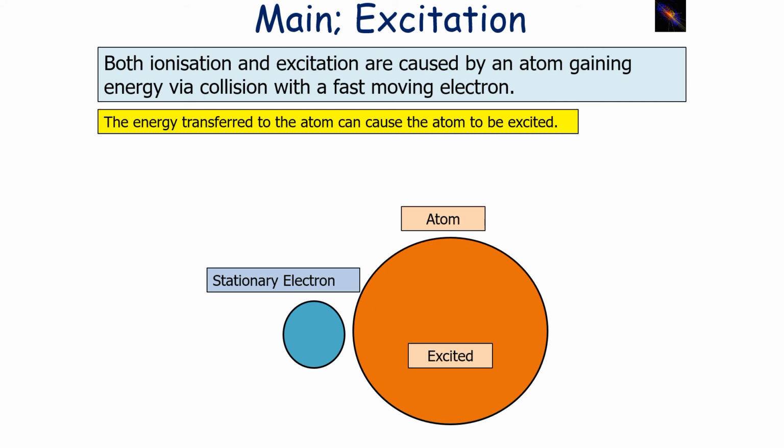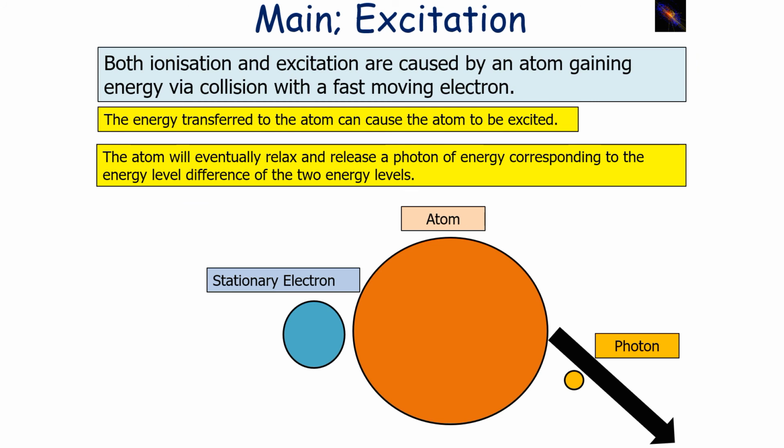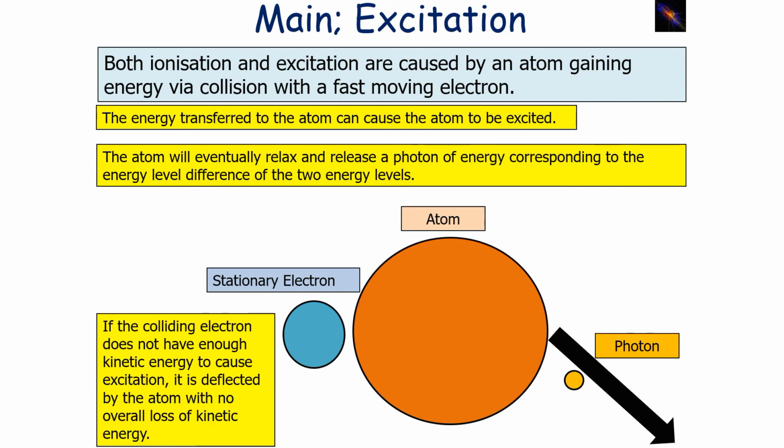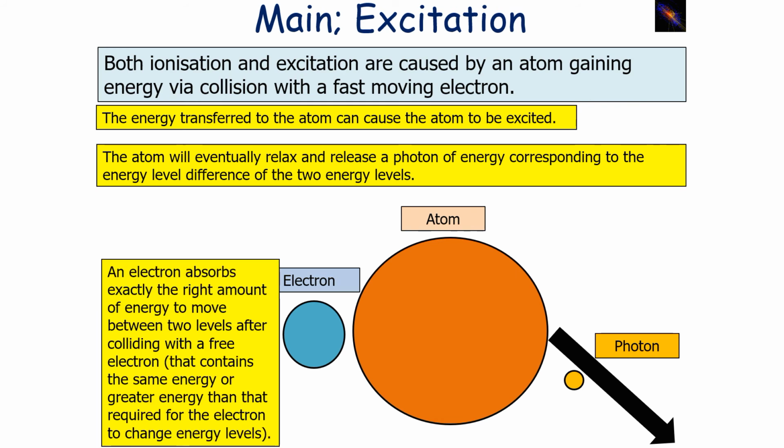Now the energy transfer to the atom can also cause this excitation process. So what then happens is the atom will eventually relax and release a photon of energy corresponding to the energy level differences of the two levels. However, the electron here has stopped moving or has at least slowed down, so the current dips if excitation occurs. Now if the colliding electron does not have enough kinetic energy to cause excitation, it is deflected by the atom with no overall loss of kinetic energy. An electron absorbs exactly the right amount of energy to move between the two levels after colliding with that free electron, and that contains the same energy or greater energy than is required to change the levels.